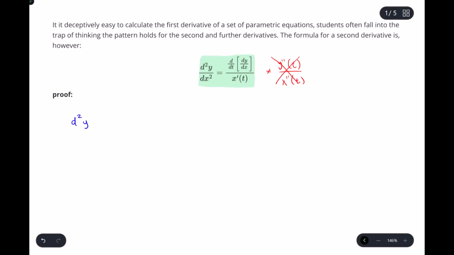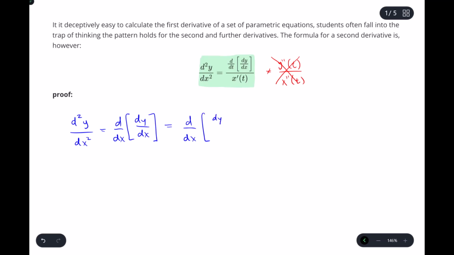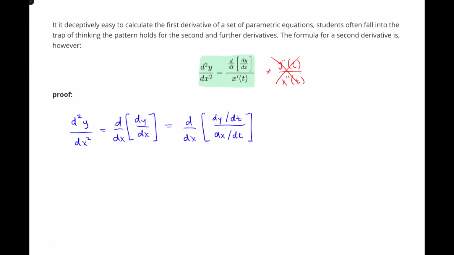So let's take a look at what this would mean. The second derivative of the function y with respect to x twice. So this would be d dx, the derivative with respect to x, of the first derivative. Okay, that should make sense. That's how we do a second derivative. We take the derivative with respect to the same variable of the first derivative. Now the first derivative we saw is the same thing as dy dt over dx dt. So I'm taking the derivative with respect to x of this thing.